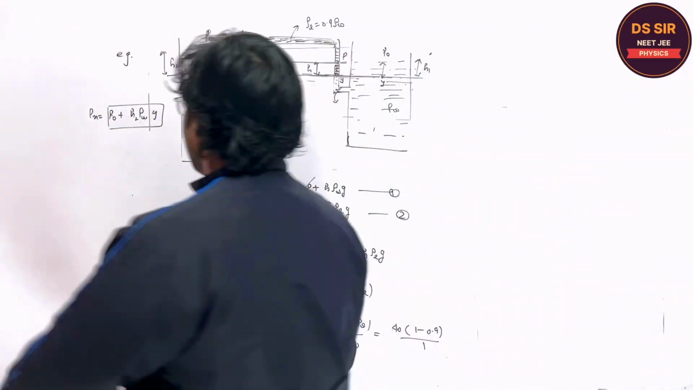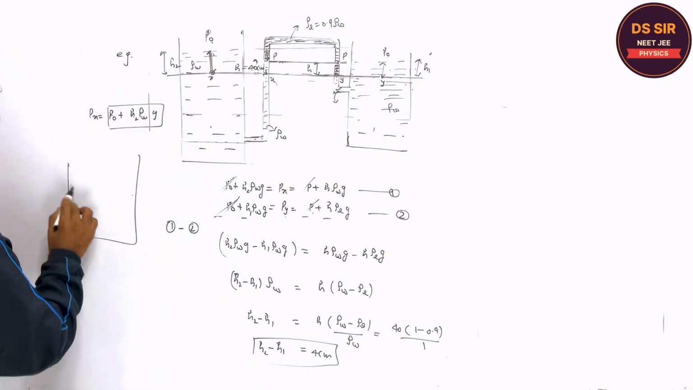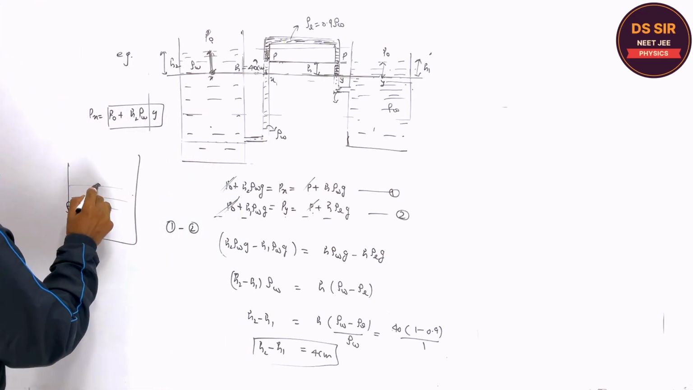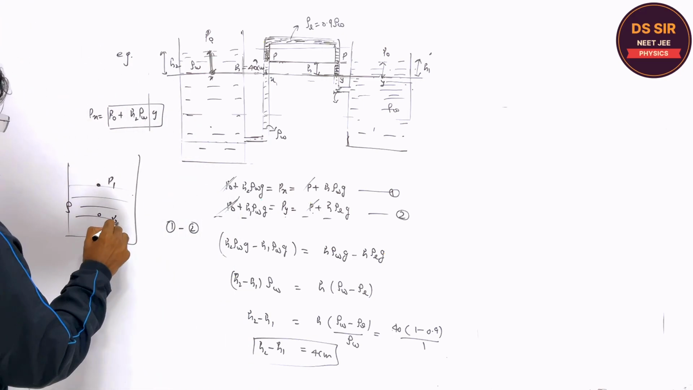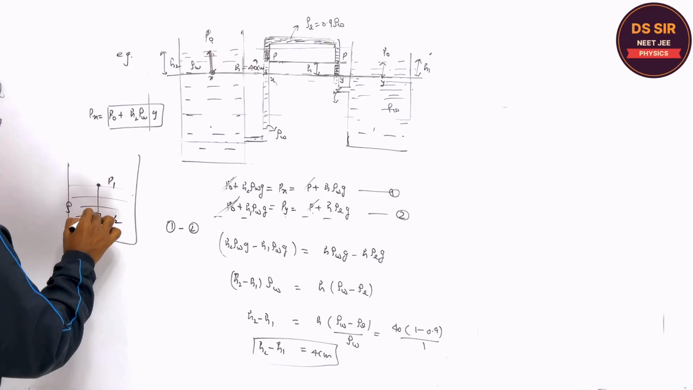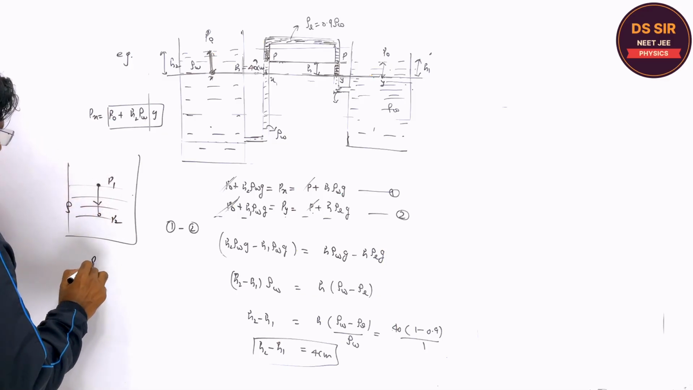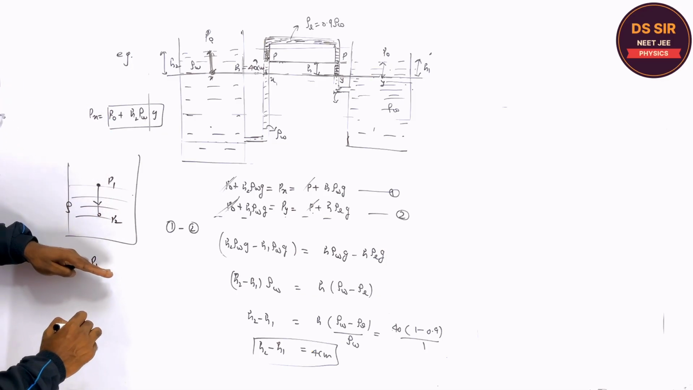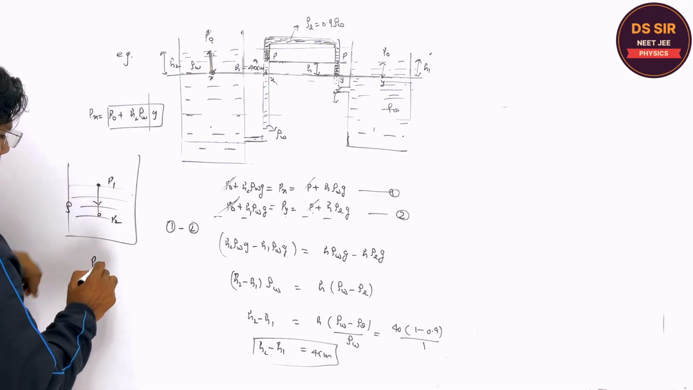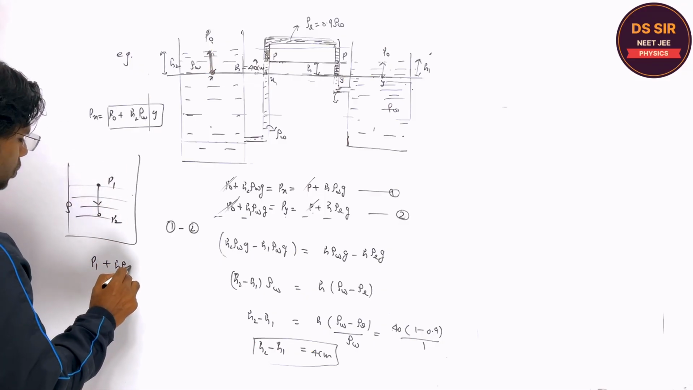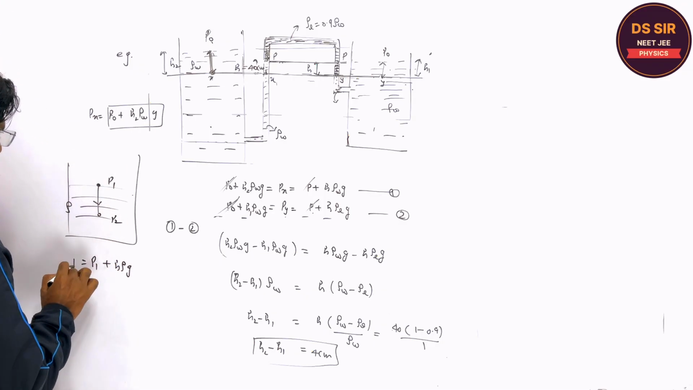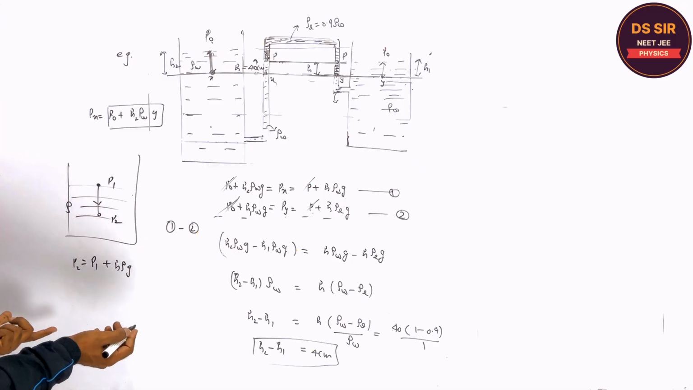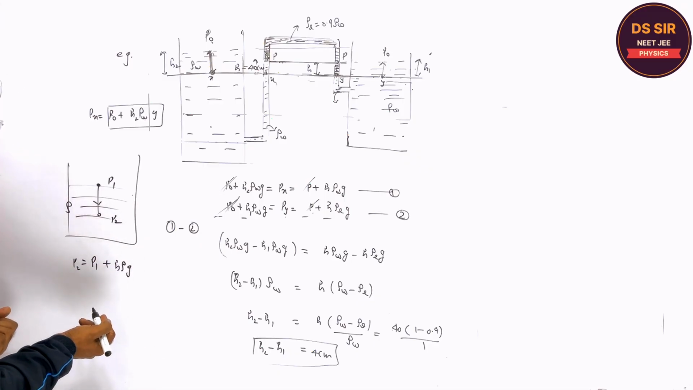Listen, always remember one thing in mind. Suppose the density is rho, and this is P1, this is P2. So if we go down, the pressure is increased. P1 plus H rho G is equal to P2. You understand? It is a very simple thing. Are you getting?